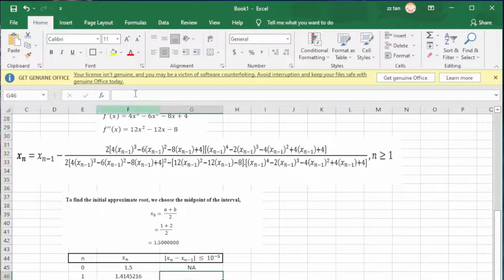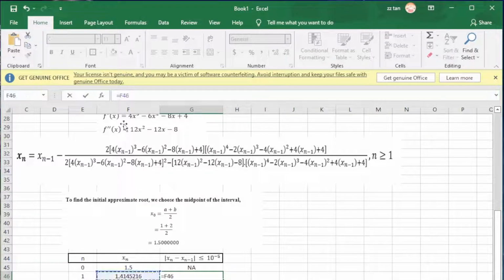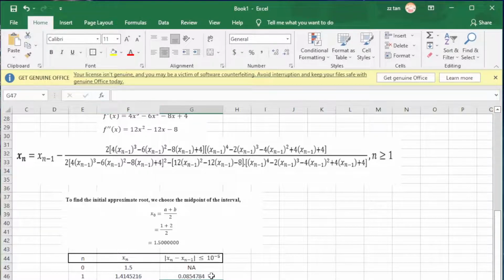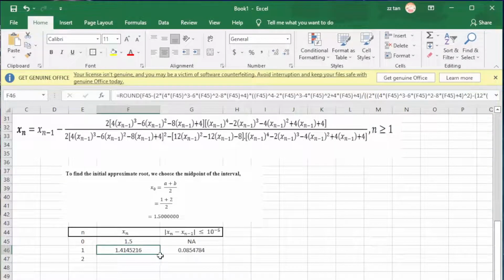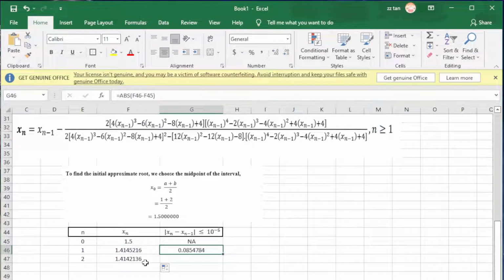Then we can calculate our stopping criteria. So it is equal to this cell minus x1 minus x0. Okay, you can put the absolute here, so we always get the positive value here. So this one we drag down, we get 1.136.